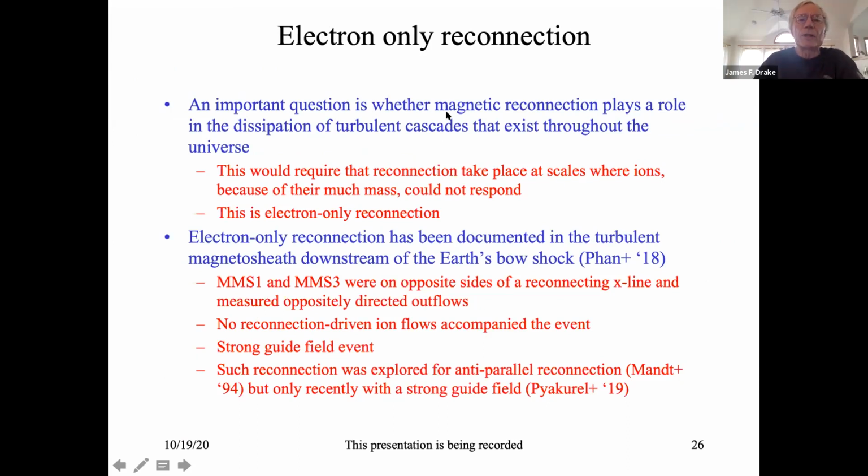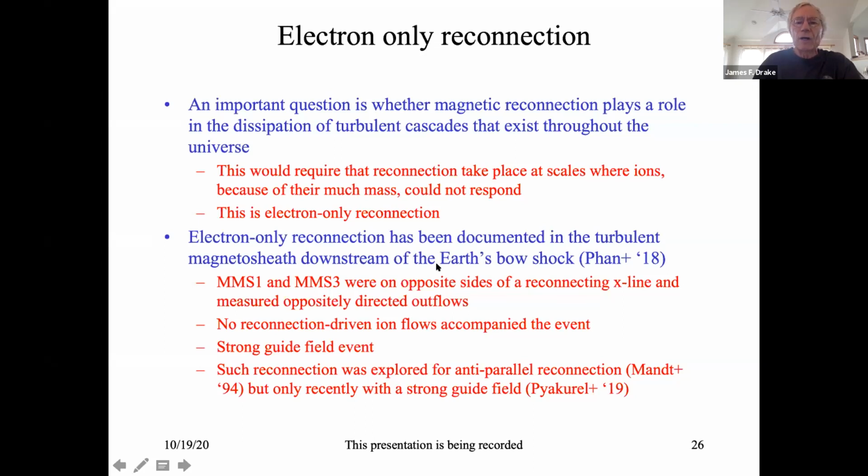And one of the reasons is because many people have been asking whether magnetic reconnection plays a role in the dissipation of turbulent cascades. These turbulent cascades exist throughout the universe. And the fundamental question is what dissipates the energy when you get to very small scales? And in particular, does magnetic reconnection play a role of dissipating that magnetic energy at very small scales? And this would require electron-only reconnection because the ion orbits are simply too big to participate.